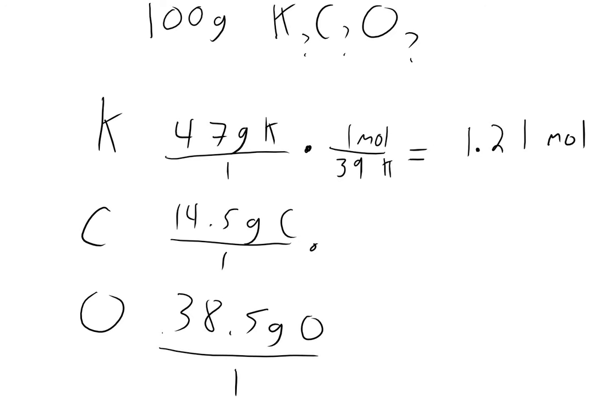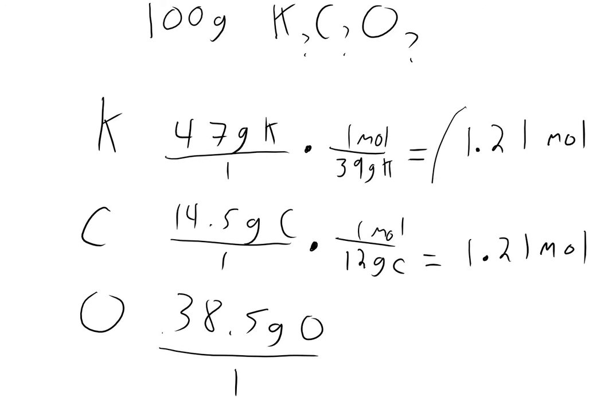And then let's do the same thing for carbon. Carbon is at 12 grams of carbon gives you 1 mole. But we don't have 12 grams. We have more than that, actually. We have 14.5. And 14.5 divided by 12 is also going to give us 1.21 moles. This is not something that should scare you when you see similar figures like this. In percent composition questions, that's quite common.